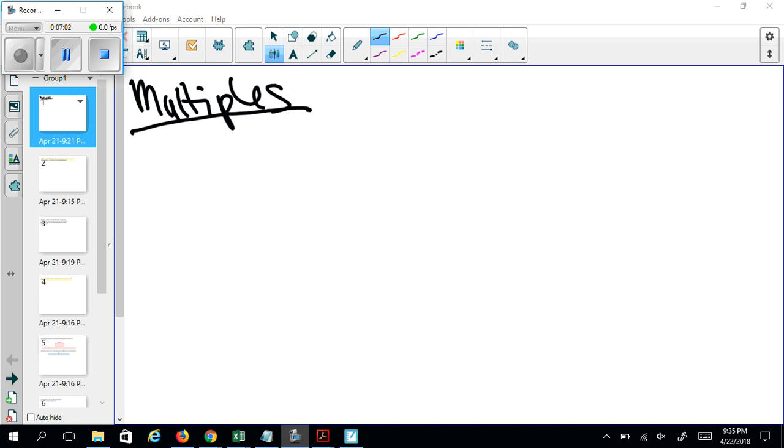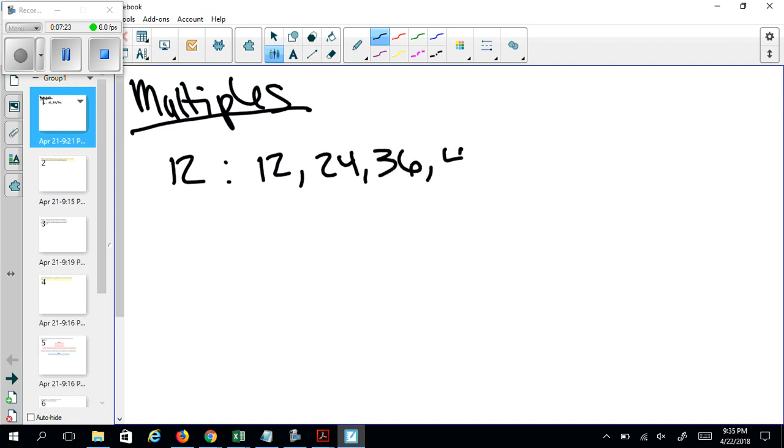So multiples are, in a sense, skip counting. So let's say I want to grab multiples of 12. I can take 12 times 1, which is 12. I can do 12 times 2, which is 24. 12 times 3 is 36. 12 times 4, which is 48. And so on. Yeah, and so on.